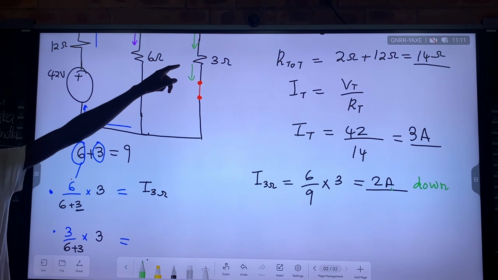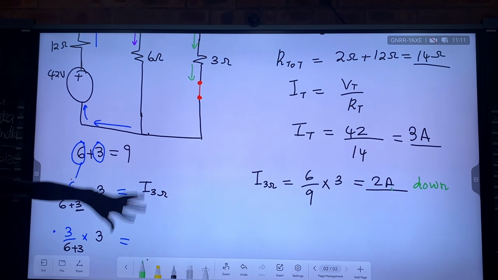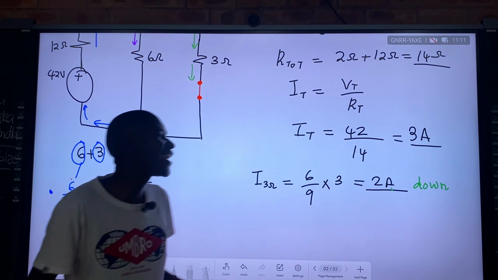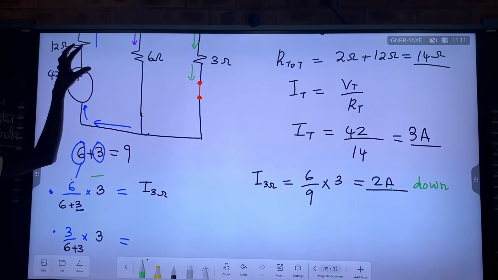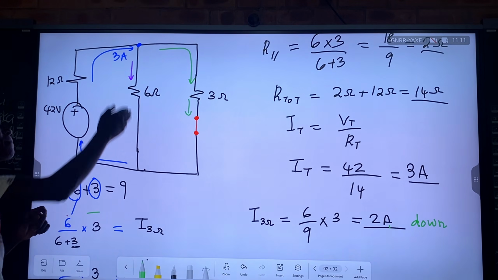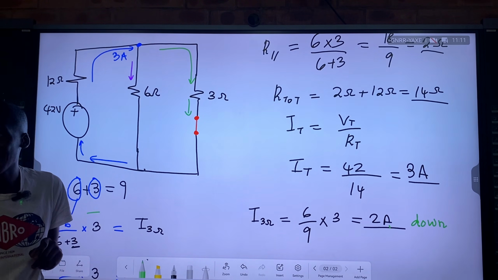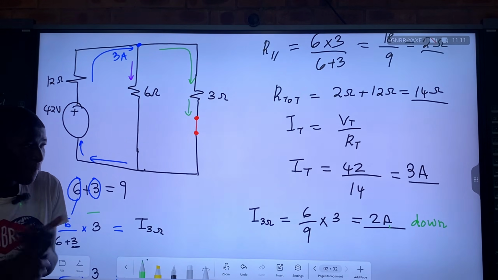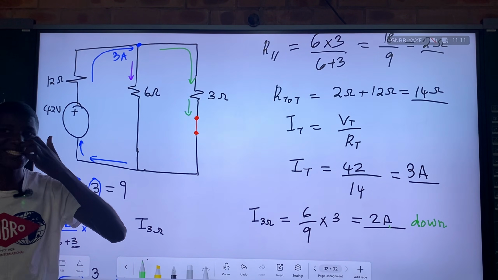Now the current later on. Since the 42 volts power source is producing 2 amperes, and these 2 amperes go to the 3, it is producing a total of 3 amperes. But that 3 amperes will split. 1 ampere will come this side, and 2 amperes go where? To the 3 ohms resistor. So that is 3 amperes, 2 amperes down. This is the current in the 3 ohms resistor.